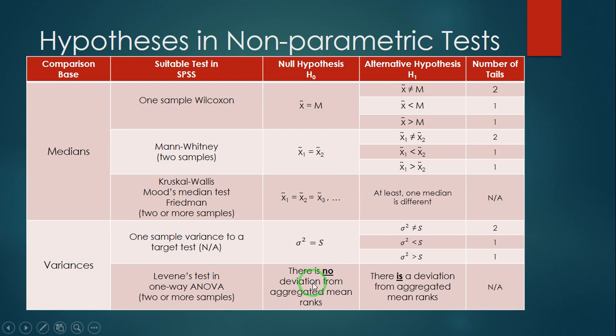But for null hypothesis and alternative hypotheses, we can focus on the aggregated mean ranks. So if there is no deviation from aggregated mean ranks, the null hypothesis will be kept. And if there is a deviation from aggregated mean ranks, then you have to reject null hypothesis and keep alternative hypothesis.